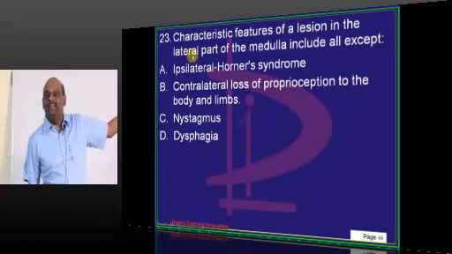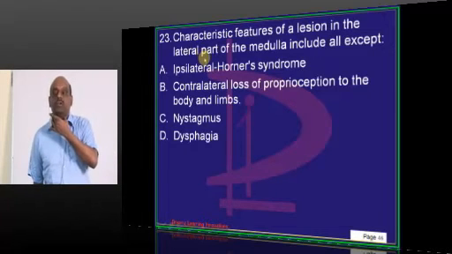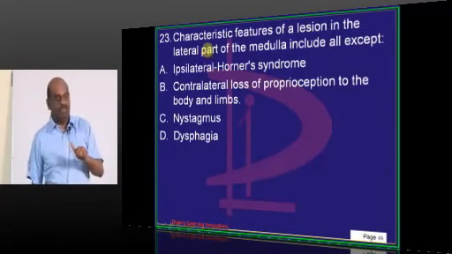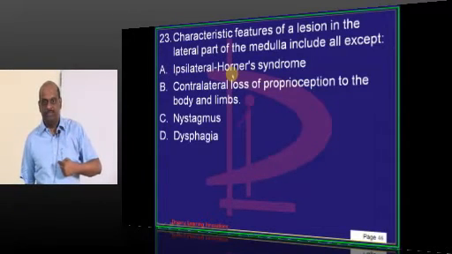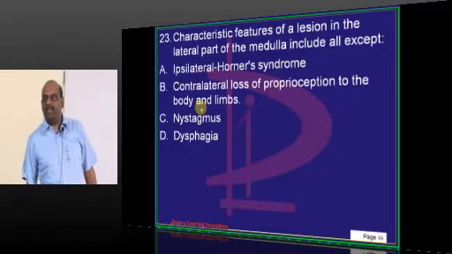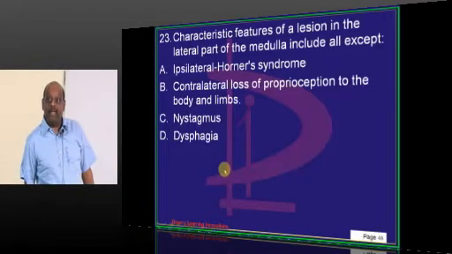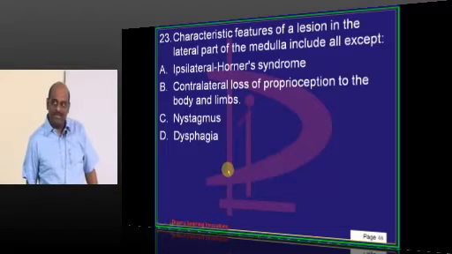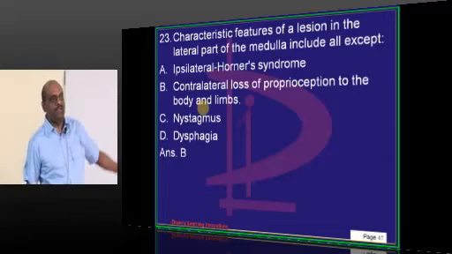Medulla may have the vagus nerve nucleus. Will there be dysphagia? Done. Then Horner's, because the sympathetic tract is descending down. It will be there. Then proprioception to the body and limbs. Is the dorsal column passing through the lateral medulla or the medial medulla? Will there be any nystagmus because of 8th cranial nerve involvement and cerebellar tracts? It can be, but you don't have contralateral loss of proprioception.